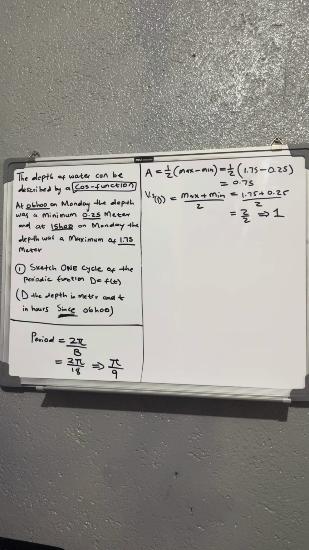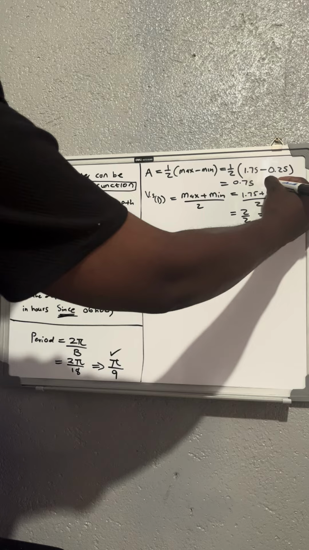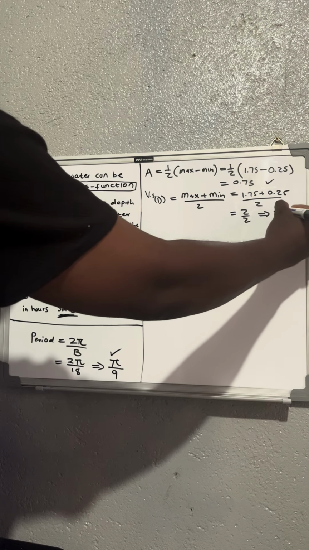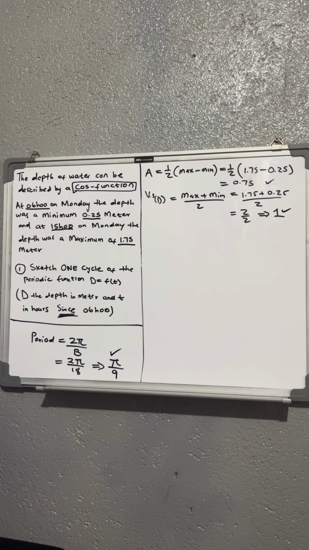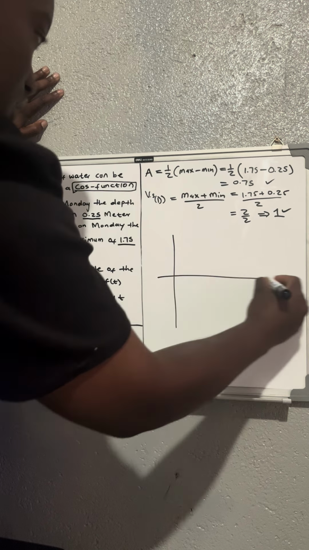So now that's it. It means we are ready to determine the equation for the graph, and also be able to draw it. So we've done the period, we've done the amplitude, then we've done the vertical shift. So let's go and try and draw the graph and see how it looks.